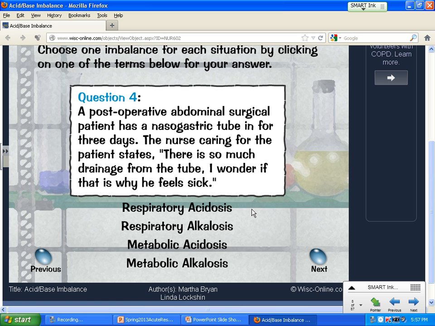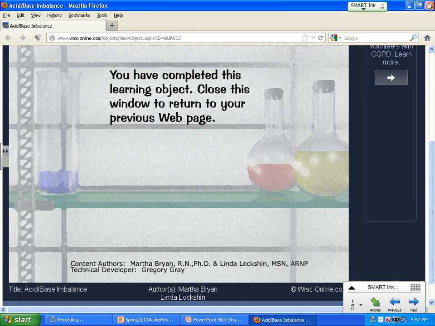And finally, the post-op abdominal surgical patient has an NG tube for 3 days. The nurse caring for the patient says there's so much drainage in the tube, I wonder if that's why he's feeling sick. What do we got? Metabolic alkalosis, because why? Losing too much acid out of the stomach. Interesting respiratory links.